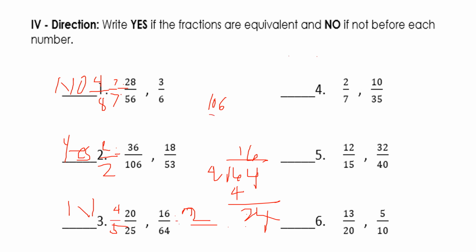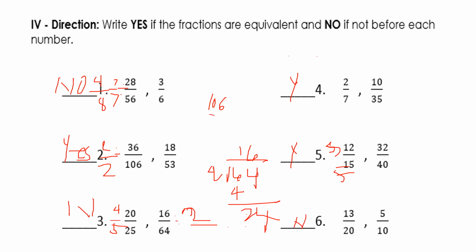10/35, so 5/7, yes. 12/15, so we can divide it by 3. 4/5, no, 3 fifths. 3 fifths. Divided by 8, so 3. Okay, 40 divided by 8 is 5, no? So 3 fifths. Yes. 13/20. Of course, this is not correct.